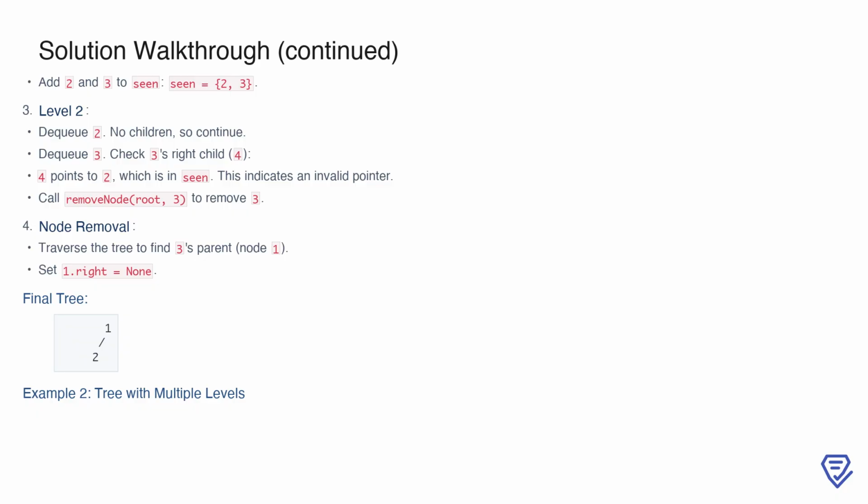To fix this, we call the remove node function to remove node 3. The function traverses the tree to find node 3's parent, which is node 1, and sets its right child to none, effectively removing node 3. The final tree is now corrected, with node 1 as the root and node 2 as its only child.